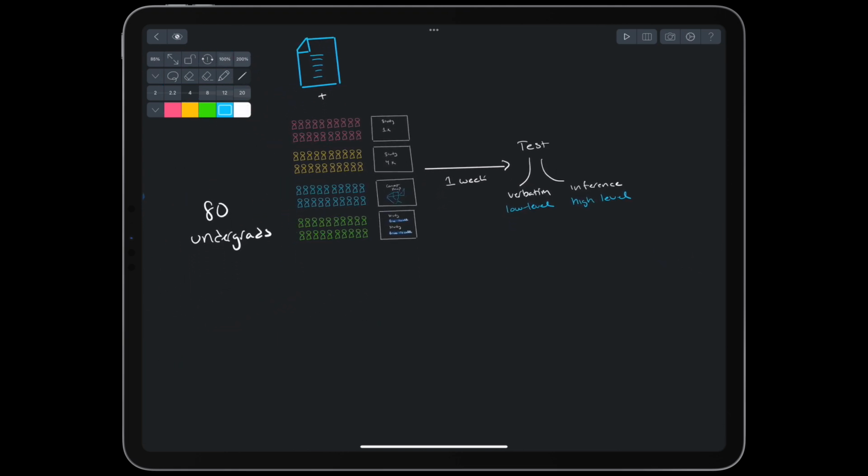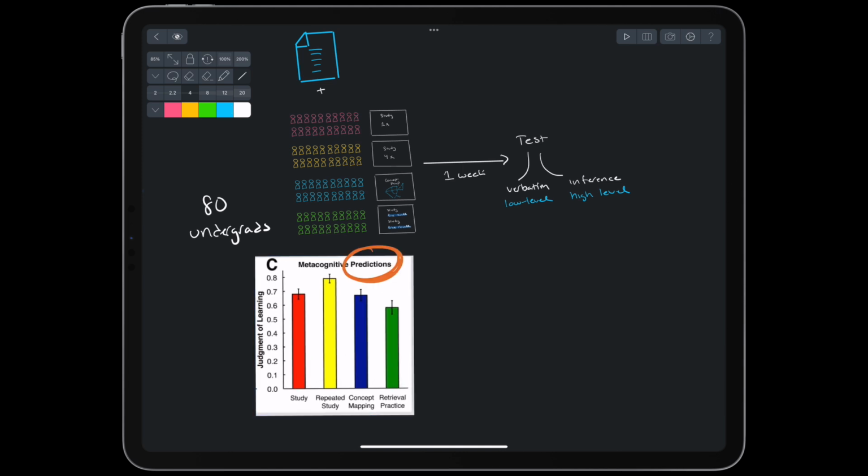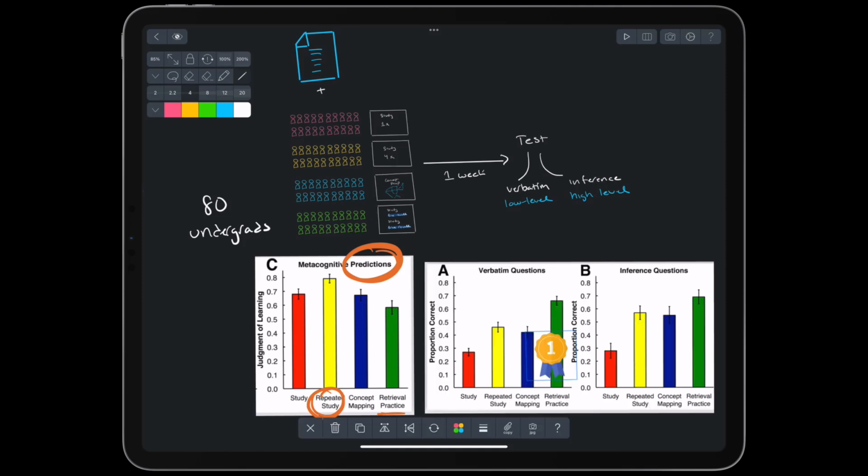Before we look at the results, let's look at how each group predicted they would do. Those who studied 4 times thought they would do the best. Those who did retrieval practice thought they would do the worst. Can you guess what actually happened? In reality, the retrieval practice group had the best performance. It even beats out concept mapping.